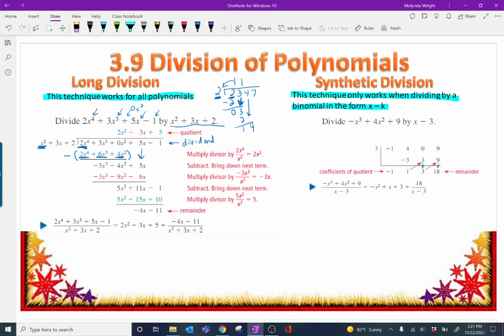Again, now we're just using this first term to divide. So we brought down this 5x. So now we go again. So x squared goes into negative 3x cubed, negative 3x times.